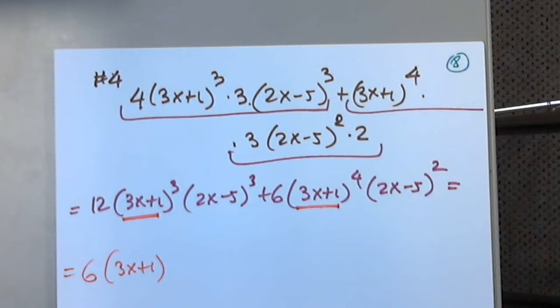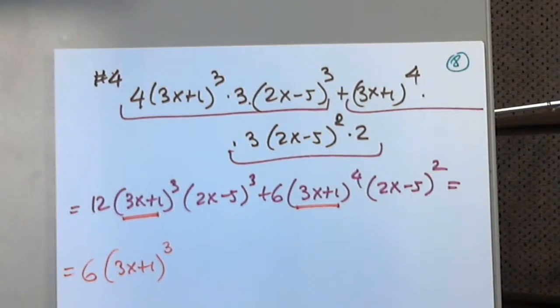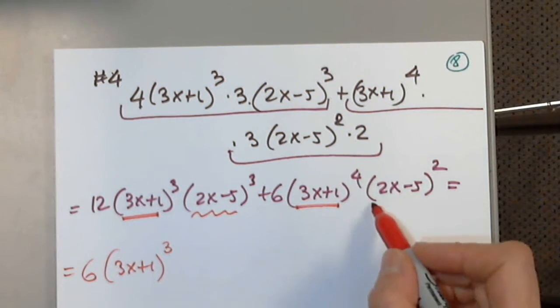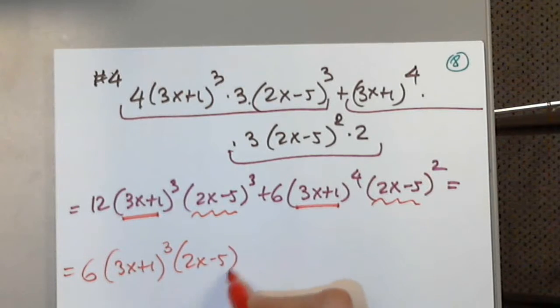Which power do I choose? Yes, the smallest of the 2. Awesome. I also see a 2x minus 5. Which power do I choose for this factor? Awesome.